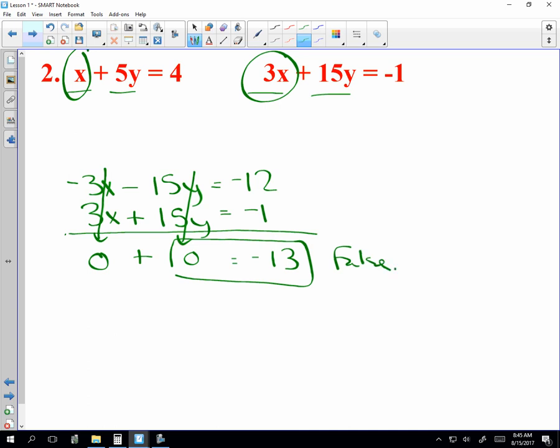If it's a true statement, 0 equals 0, 13 equals 13, if it's true, then they're the same line. Okay? If it's false, they are parallel lines that never intersect. Okay, so that's just a quick, brief review back from your algebra days of substitution and elimination method.